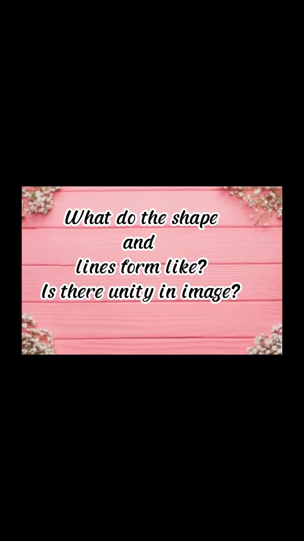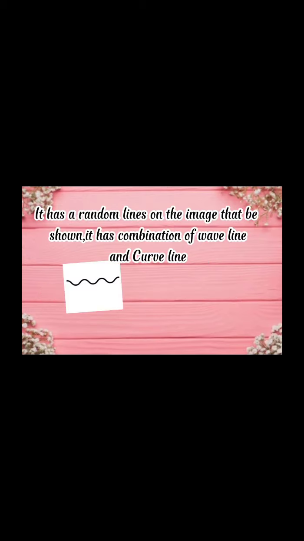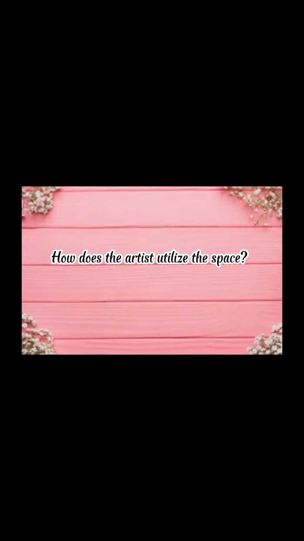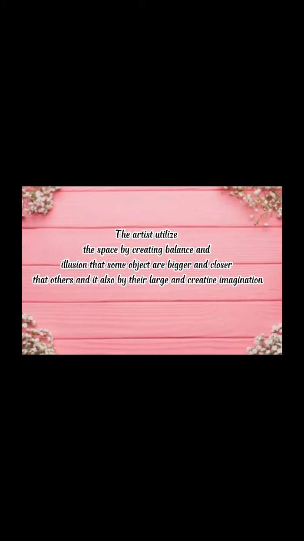Let's see. What do the shapes and lines form? Is there unity in the image? It has random lights on the image. It has a combination of wave lines and curved lines. The image does not have unity because a lot of the art looks alike but has different meanings. How does the artist utilize the space? The artist utilized the space by creating balance and illusion, so that some objects are bigger and closer than the others, and also by their large and creative imagination.